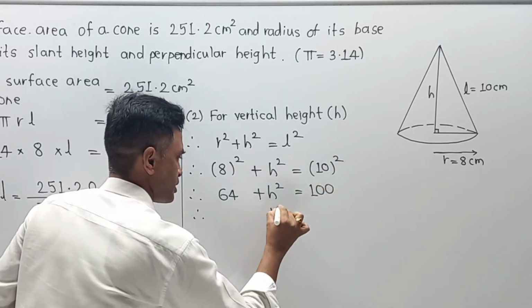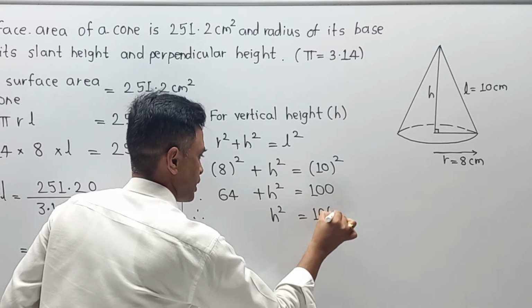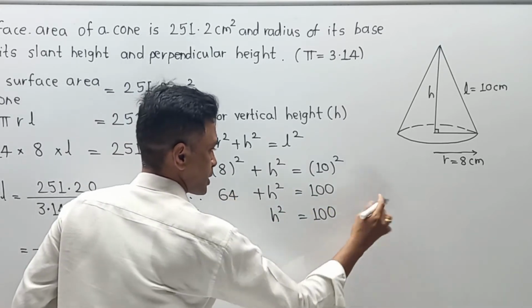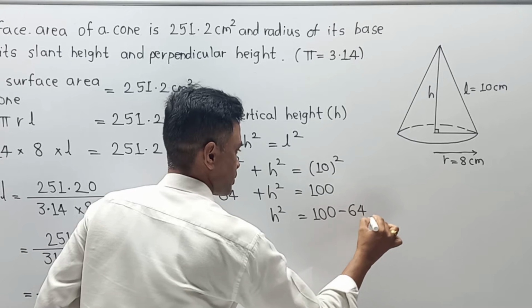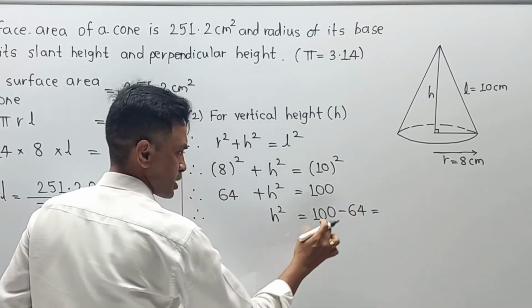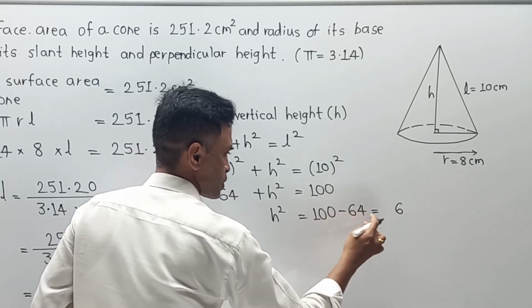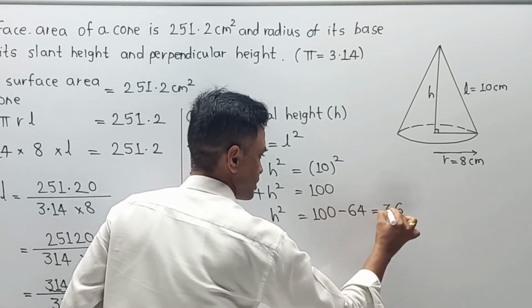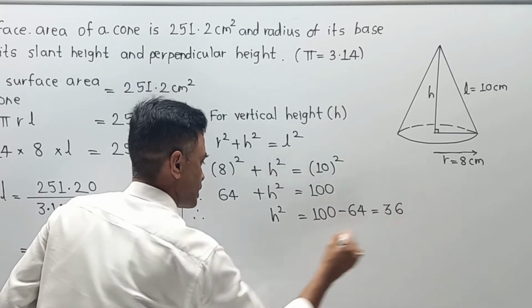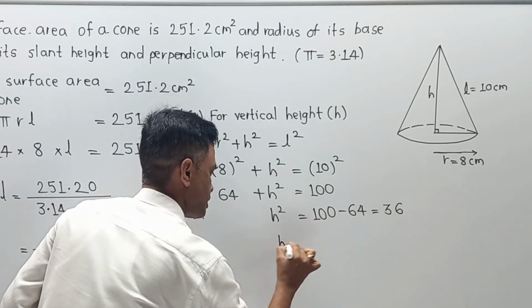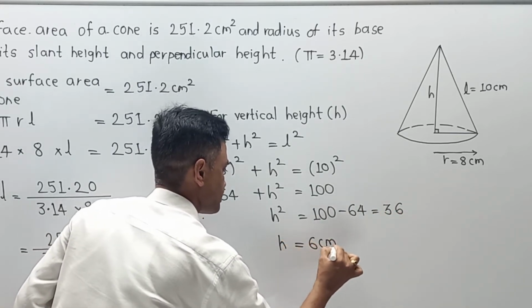Therefore h square is equal to 100. Shifting plus 64 to that side, it becomes minus 64, and this subtraction is 0 minus 4 is not possible, 10 minus 4 is 6, 6 plus 1 is 7, means 10 minus 7 is 3. h square is equal to 36. Naturally h is equal to 6 centimeter.